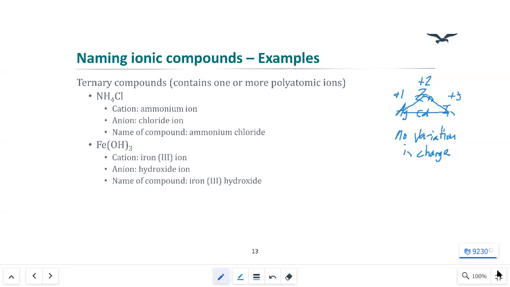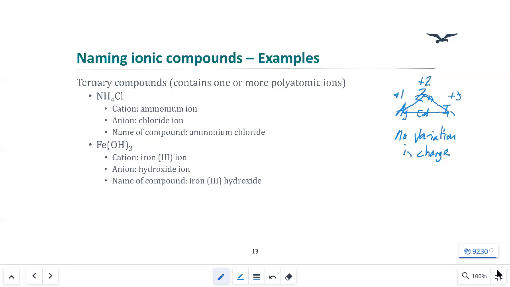Zinc can only be +2. There is no other form of it. So the Roman numeral is not necessary. It's not correct, because there is no zinc 1 or zinc 3 to compare it against. 2 is the only correct form.